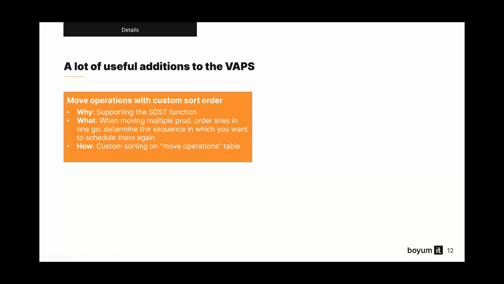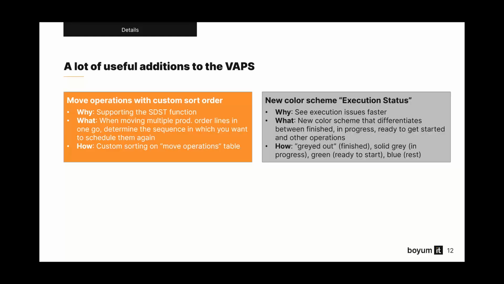And so the way this is done is, on this move operations table that we have, when you right click on the production order routing line, so on the bar in the Gantt chart, and select move operations, you get a table, and now when you select what you want to move, you can also sort what you want to move. So this is pretty easy, but it is very important to support efficiently working with the SDSD function.